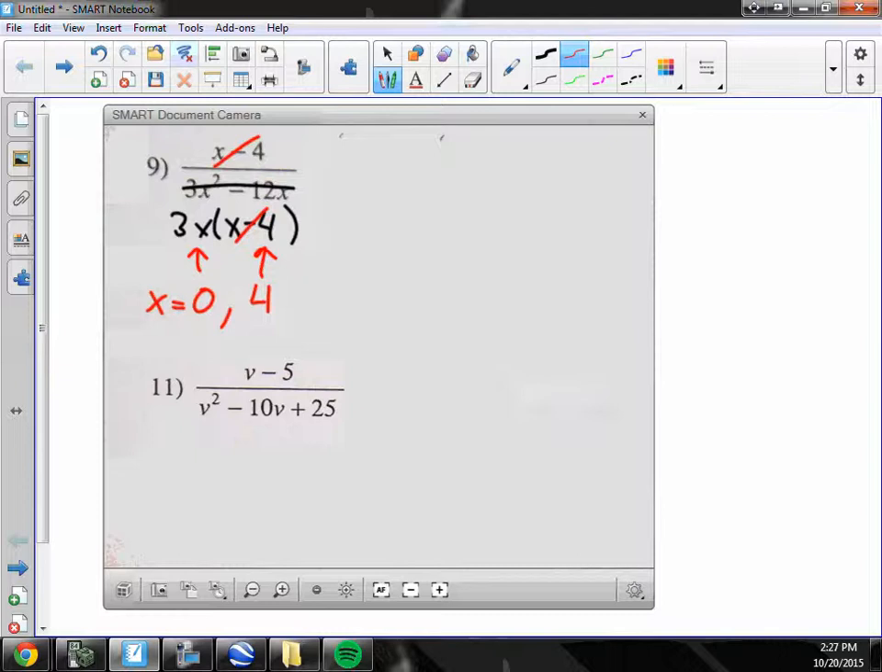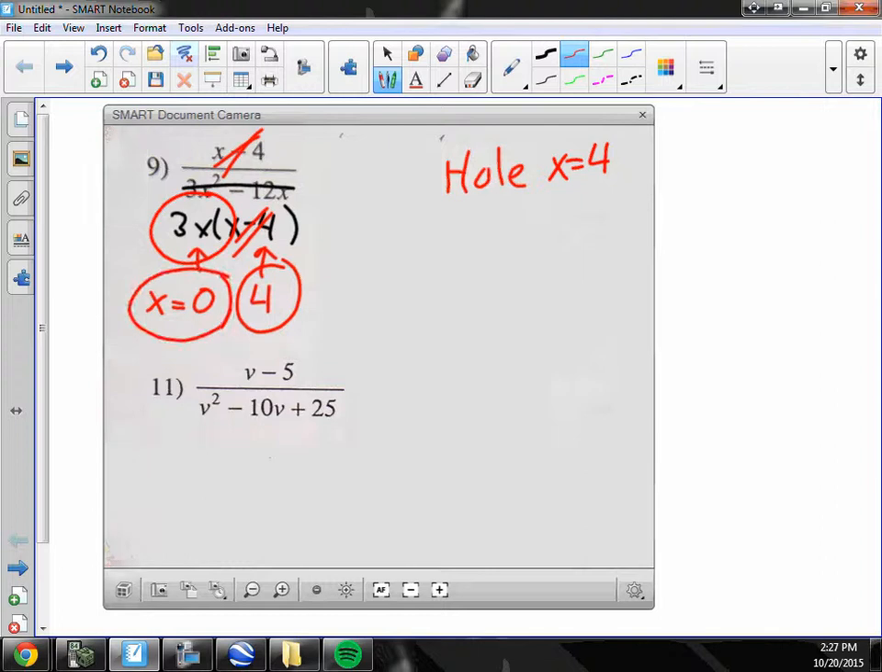What happens at 4 that prevents us? I mean, if we look on the graph, is it going to be an asymptote or is it going to be a hole? Well, if the factor cancels, then this root is a hole. So we write there is a hole at x equals 4. If the factor does not cancel, then that will be represented on the graph as an asymptote at x equals 0.